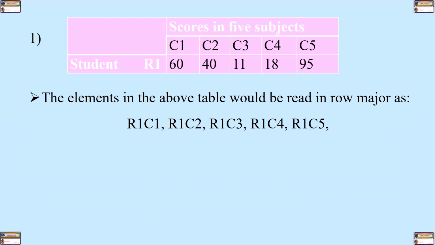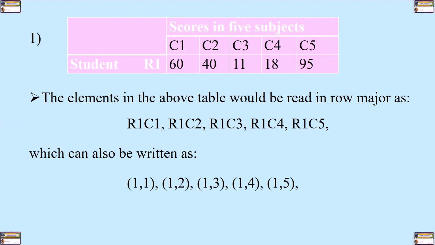So the elements in the above table would be read in row major as follows. It would be read as row 1, column 1. That is 60. Row 1, column 2. Row 1, column 3. Row 1, column 4. Row 1, column 5. And that can be written as follows: 1,1, meaning row 1, column 1. 1,2, meaning row 1, column 2. Always the second digit is for the column. The first digit is for the row. Always. 1,3, 1,4, 1,5.